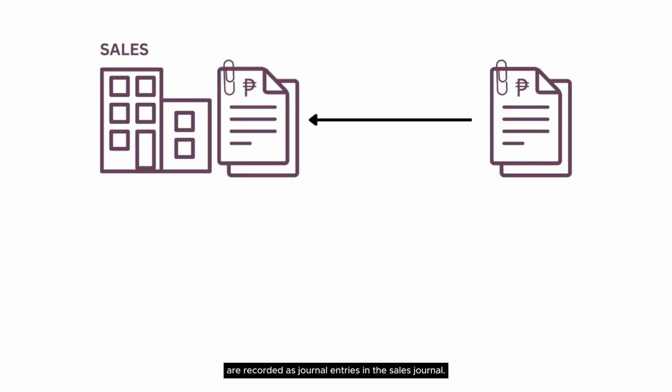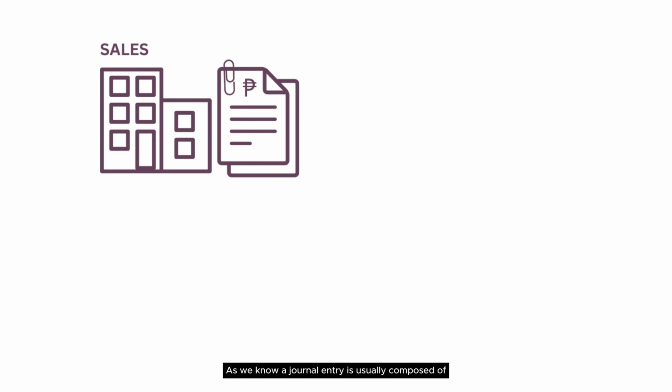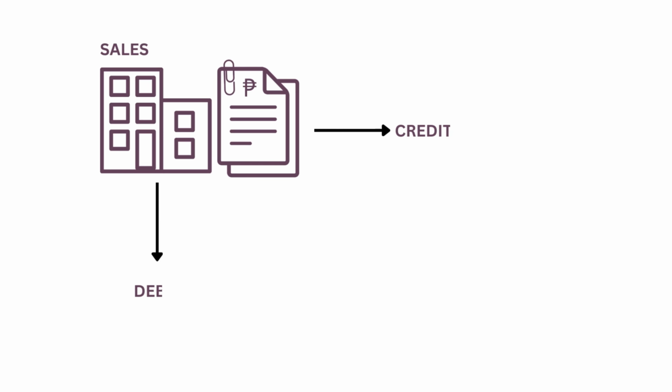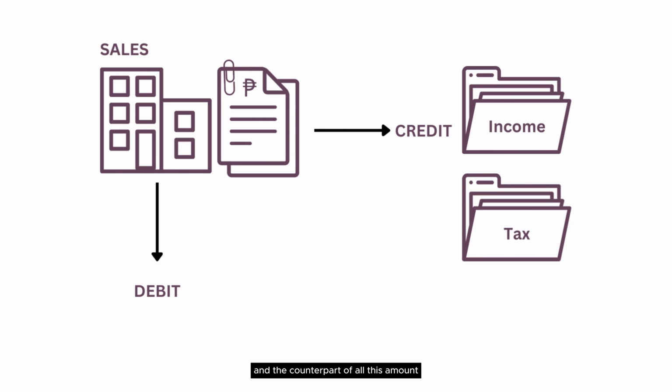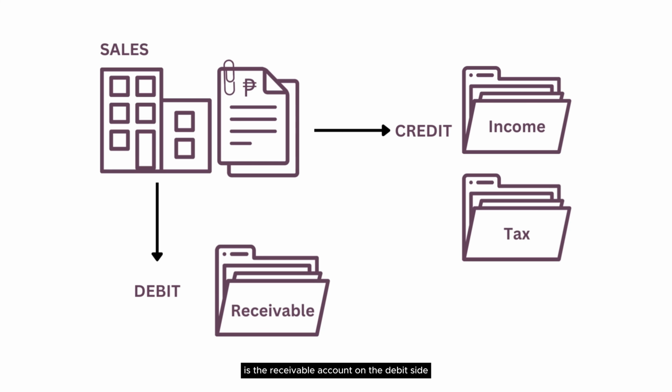The invoices that were issued to our customers are recorded as journal entries in the sales journal. As we know, a journal entry is usually composed of two different journal items. For a customer invoice, it's actually three. On the credit side, you're going to have the income account and also the tax account. And the counterpart of all those amounts is the receivable account on the debit side, meaning that your customer now owes you the amount accounted in the receivable account.